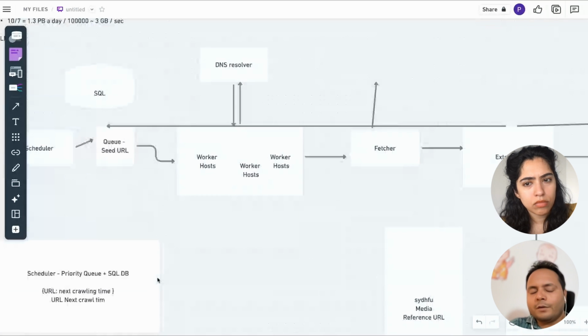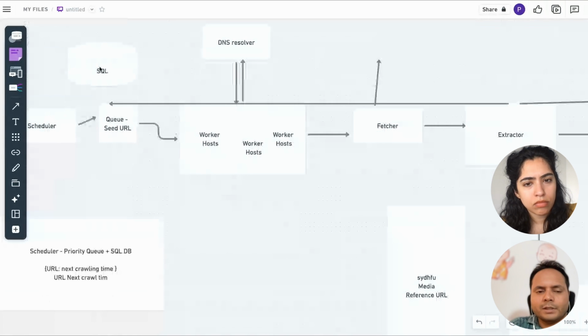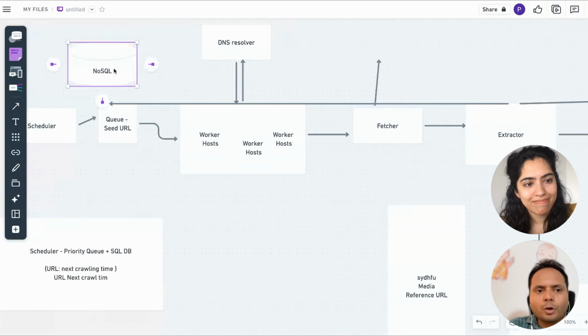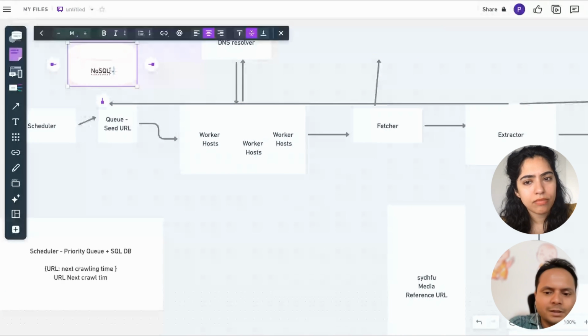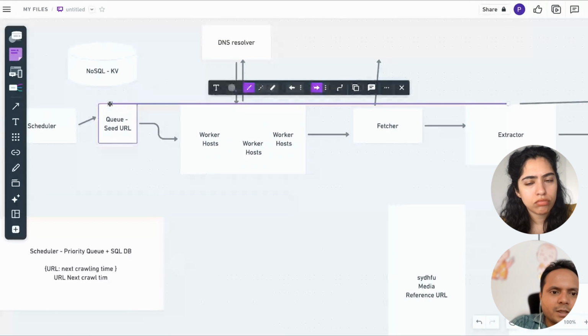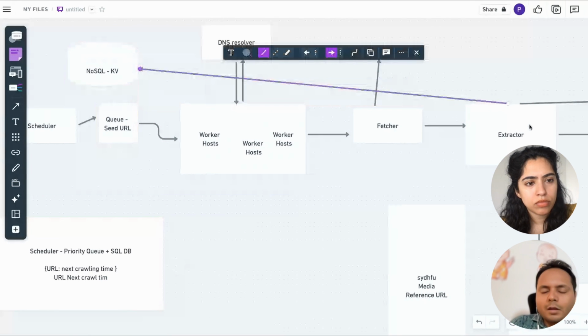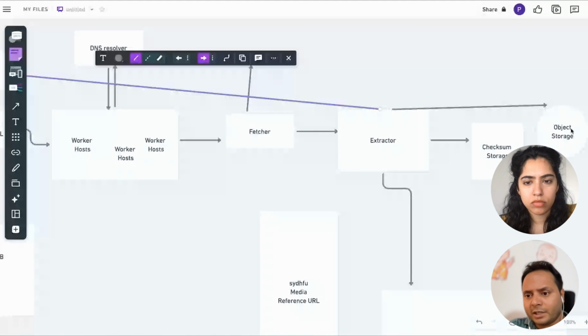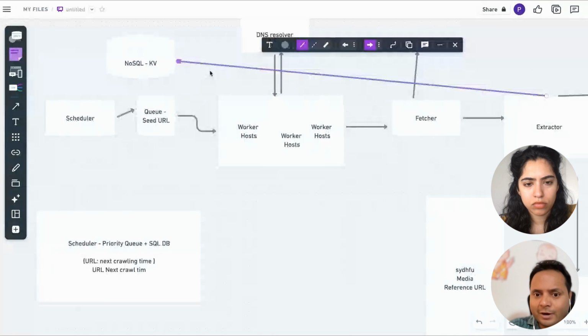The reason I went for SQL, having rethought, is that for this scenario we can go for a NoSQL, a simple key value kind of store, because the data model can simply be satisfied with a key value also: the URL and the next crawling time. So what I'm suggesting is that this extractor will extract the web pages and check against the checksum. Accordingly, it will store the web page content in the object storage, but the URLs which it extracts, it will pass back to this NoSQL key value storage.